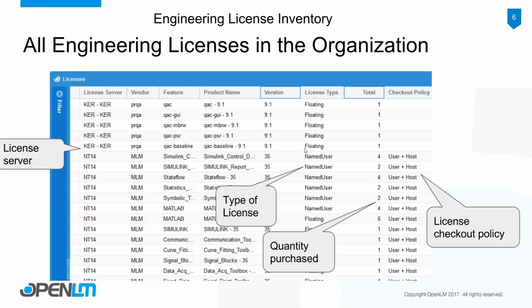This is the licenses report. It shows you all the engineering licenses in the organization. Each line represents one feature, which can be a complete software package, add-on, or maybe a tool. You can see everything you need to know about the license. You can see the server from which the license gets pulled, its type, the quantity that you've purchased, and the license checkout policy, which is defined in the license agreement. Notice that it is not predefined by the vendor. You can assign your own policy values.